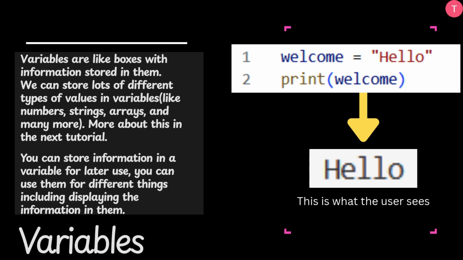So in the variable, we can store something like welcome equals to hello. Then after that, we can print welcome. And when we run that, we can see that it just prints out what is inside the welcome variable. It just prints out hello. Okay?